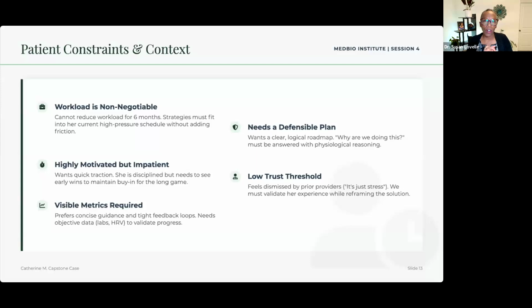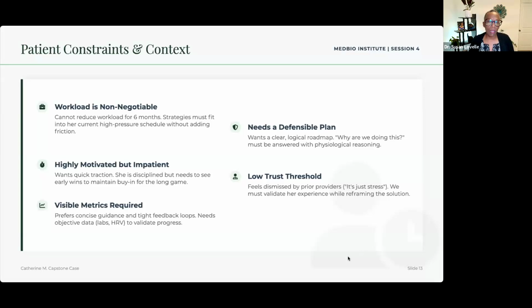And what were her constraints? We said before, the IPO is coming up, and workload is non-negotiable for the next 6 months. So whatever we come up with has to work with that high pressure life that she's got. We can't give her a 10-page protocol and expect her to check off all the boxes every single day. First of all, it's not going to work, and she's not going to do it. And then she's going to look at you like, are you nuts?